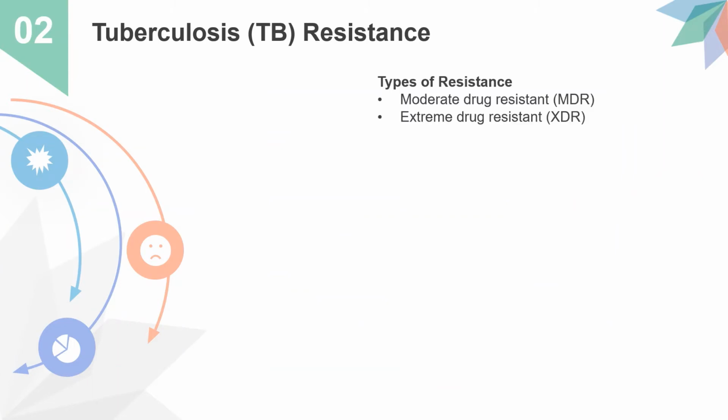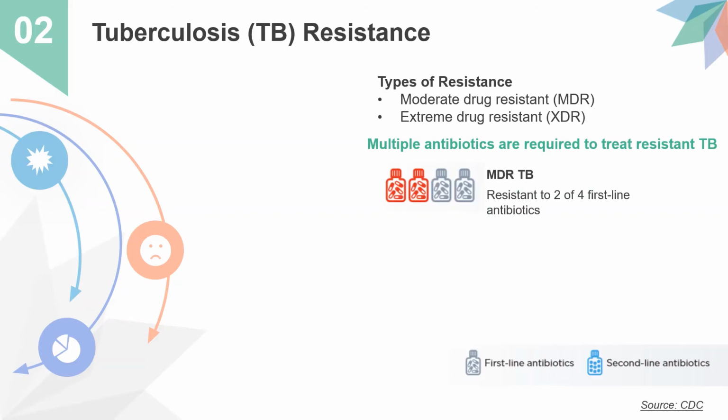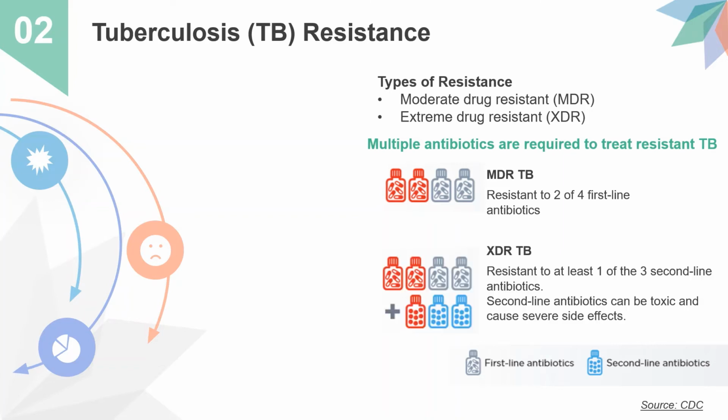TB bacteria can be resistant in two ways, moderately or extremely. Resistant TB strains require multiple drugs to treat. The moderately resistant type is resistant to 2 of the 4 first-line antibiotics. As for the extremely resistant type, first-line antibiotics are useless against it. It is even resistant to 1 of the 3 second-line antibiotics. The only way to kill resistant TB is to use mixtures of antibiotics to prevent further development of resistance, but many of these mixtures are toxic with severe side effects.